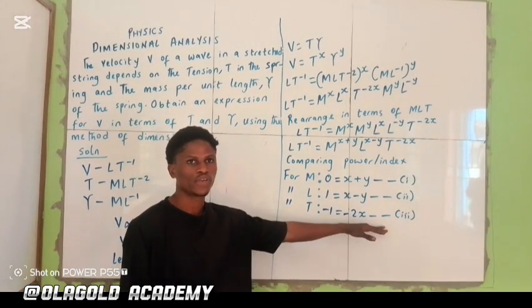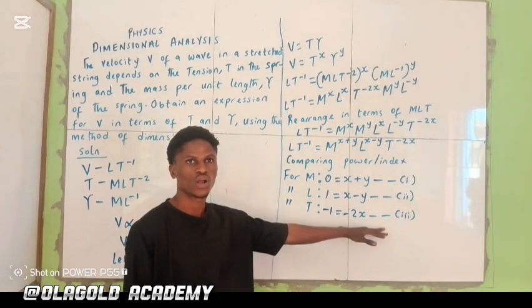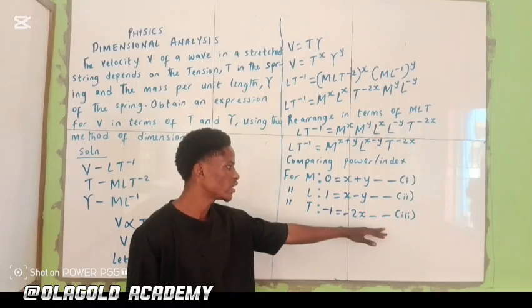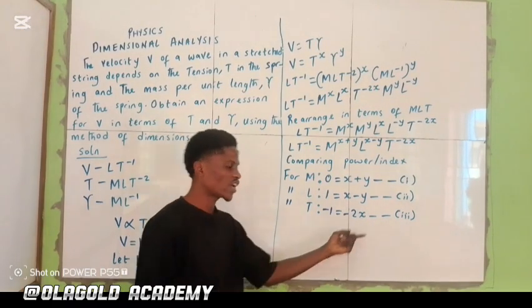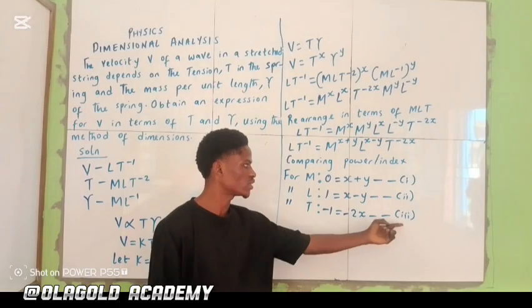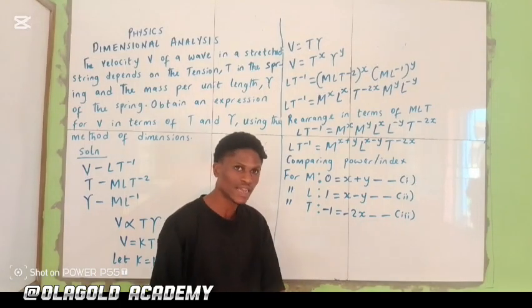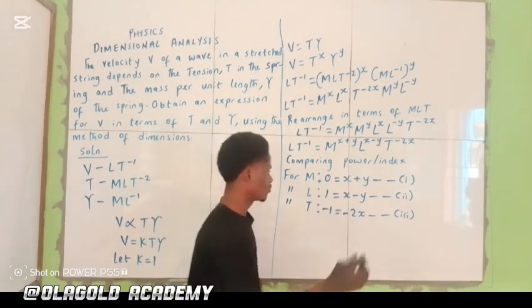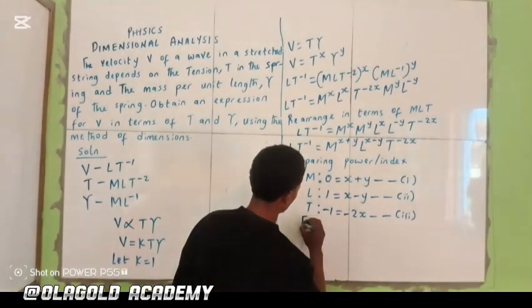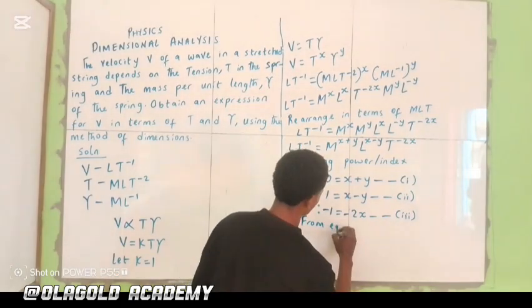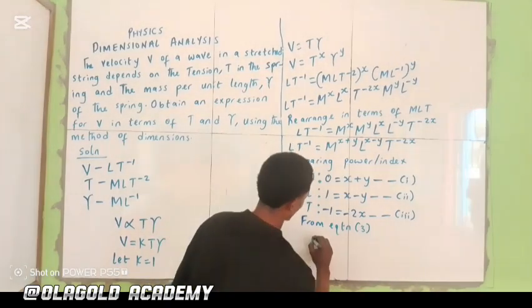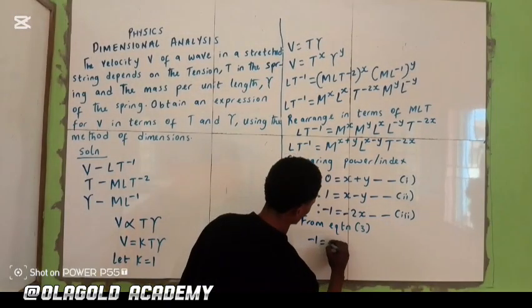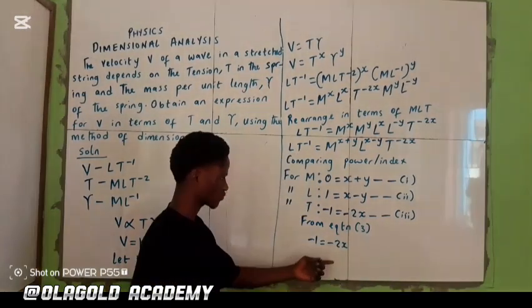The next step is to look for the equation in which we can quickly get our x or our y. So if we check very well, we can see that from equation 3, we can easily get our x. So from equation 3, we're going to have minus 1 equals to minus 2x.